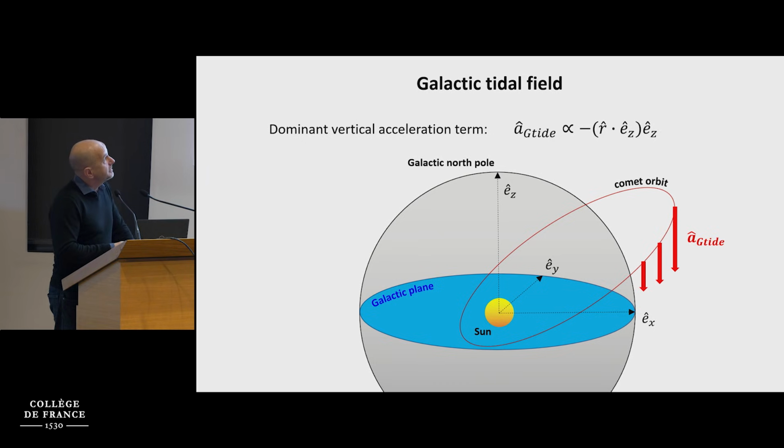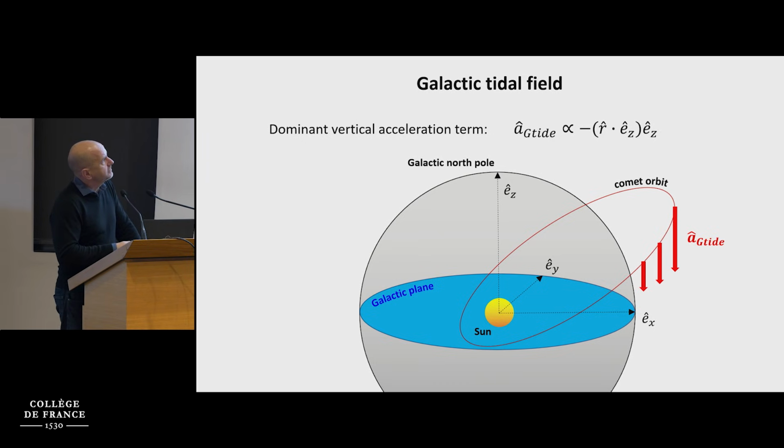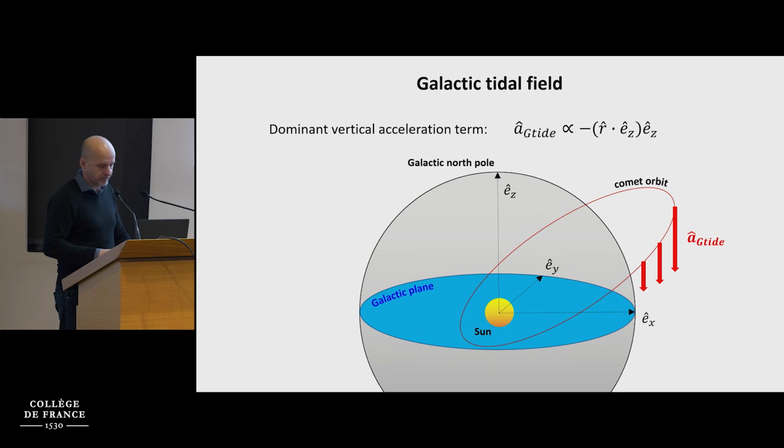So this force is, first of all, oriented perpendicular to the galactic plane, right? It points towards the galactic plane and has a magnitude that's proportional to the distance between the comet and the galactic plane. So this force is larger when the comet is far from the galactic plane and smaller when it comes closer to the galactic plane, and when it's under the galactic plane, it points up. So it's a relatively simple force.